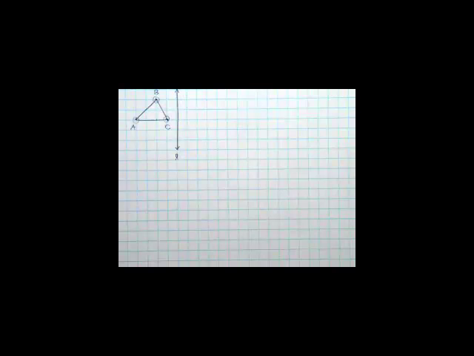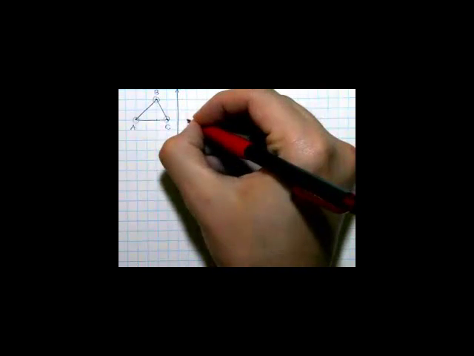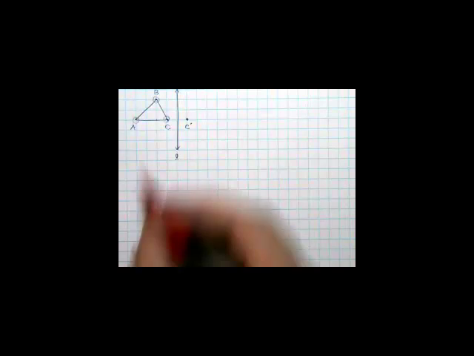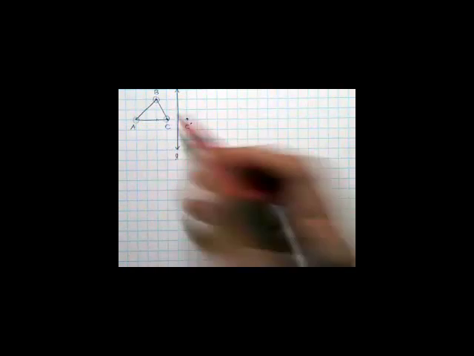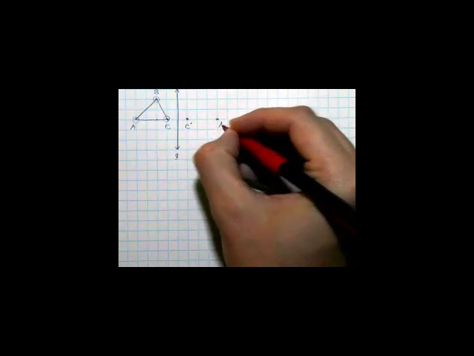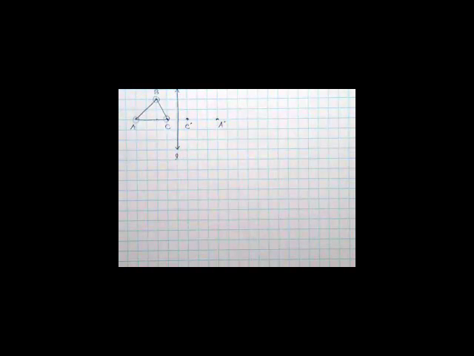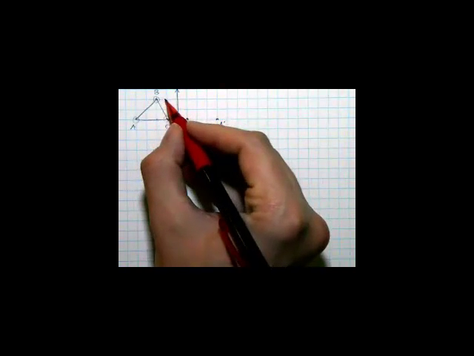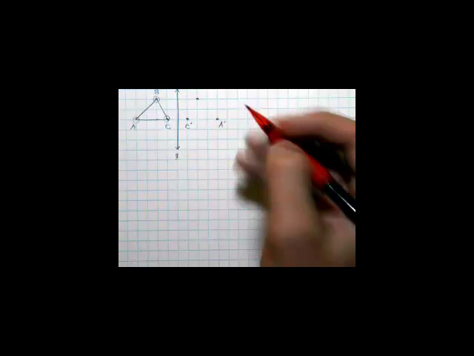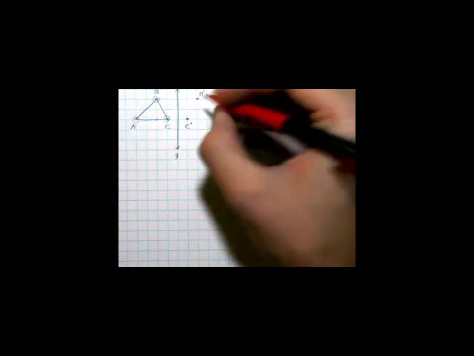So if we start with the point C, how far is point C from that line of reflection? 1 unit over, right? So we'd go to the other side, 1 unit. So there's C prime. Okay, so A, how far is that? 1, 2, 3, 4. Okay, so 1, 2, 3, 4. There's A prime. And B prime, how far is that from the line? 1, 2. So other side of it, 1, 2.